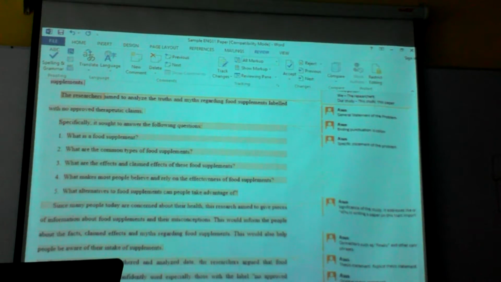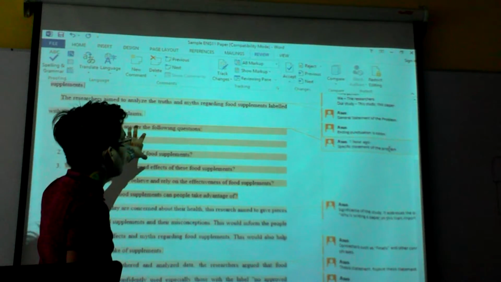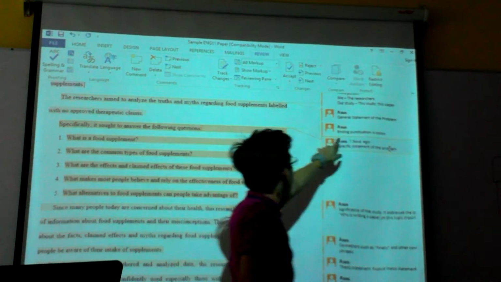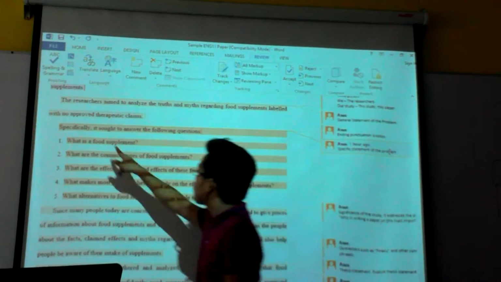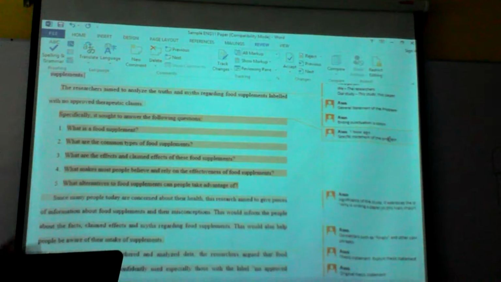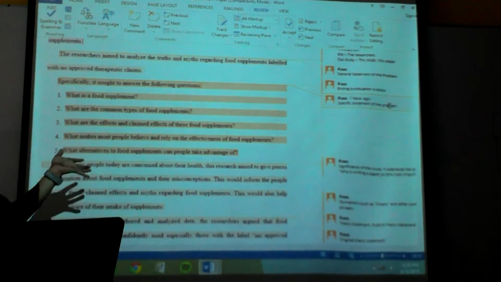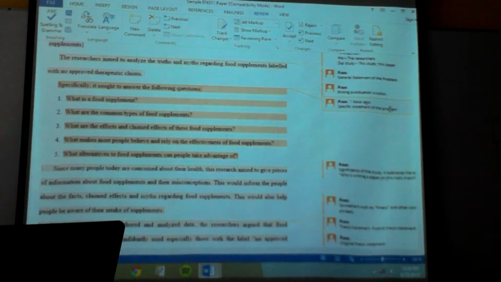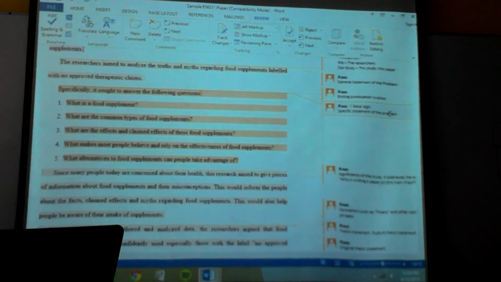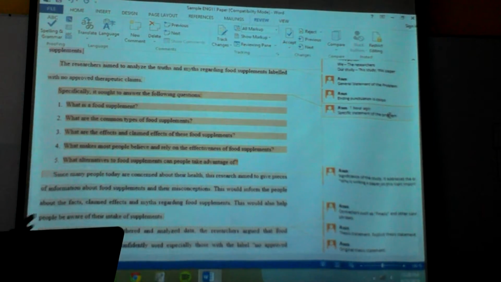What about this one? Specific statement of the problem. It ends with the punctuation colon because you're supposed to just introduce the five questions. Specifically, it's not just "to answer the following questions," and that's just one way of putting it. I can say, for example, "particularly, it investigated the following questions." "In particular, it zeroed in on the following questions." "Specifically, it addressed the following questions." There are so many ways to put it. Be creative.